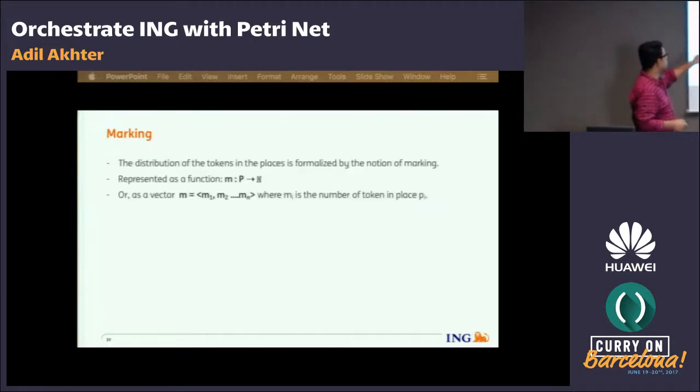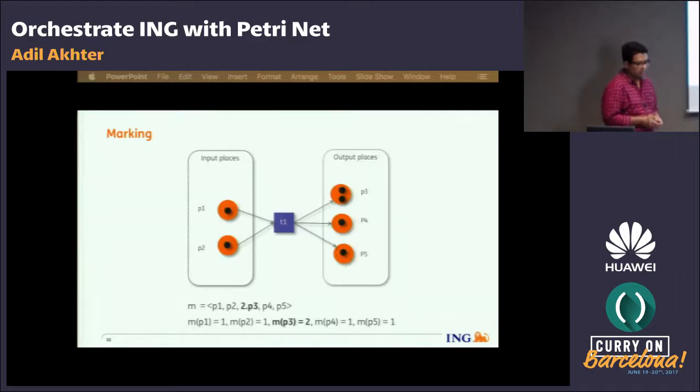The distribution of tokens is formalized with this notion of marking. You can think of it as a function which takes a place and gives you the number of tokens that place has. Or it can be modeled with some other data structure like a vector or multiset. For instance, in this case, in place P3, we have 2 tokens, so you can see that M of P3 is 2. This marking gives you an idea of how the tokens are distributed among the places.